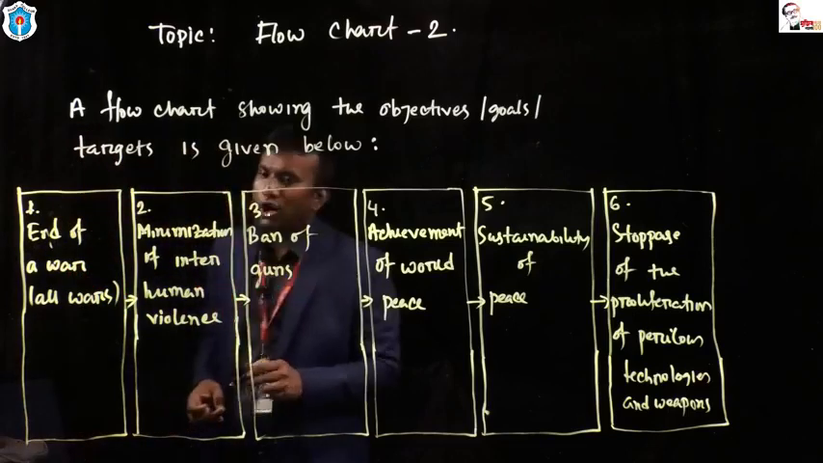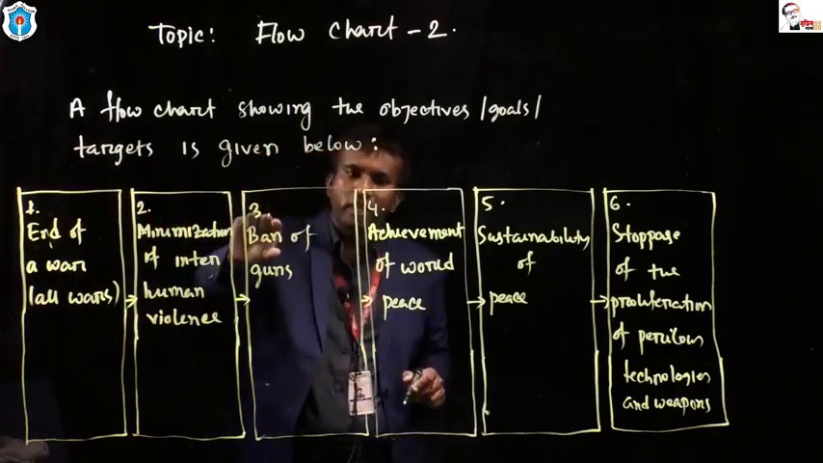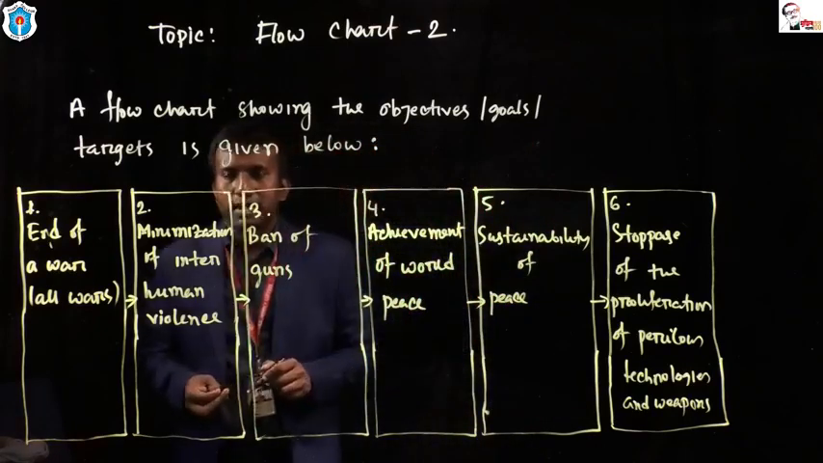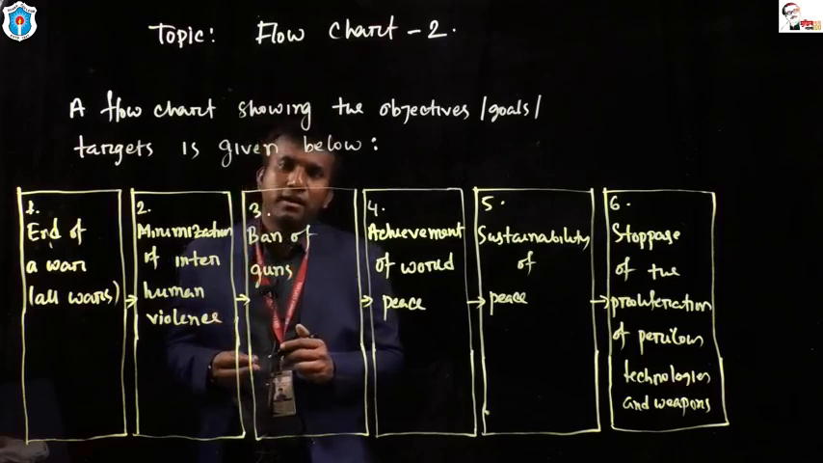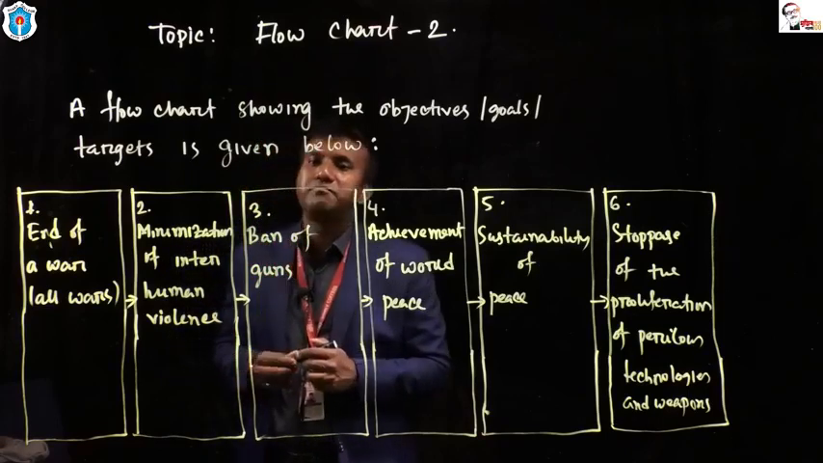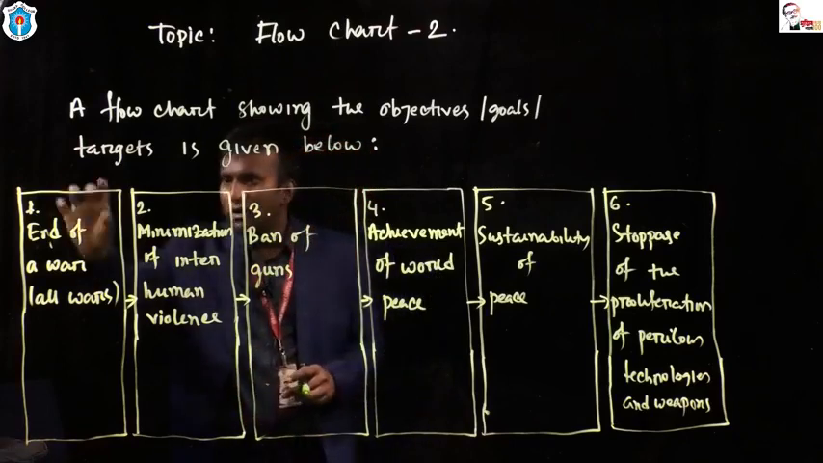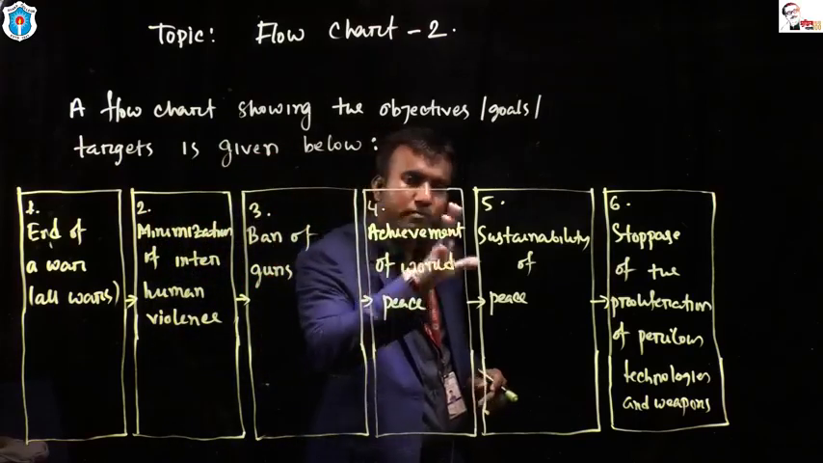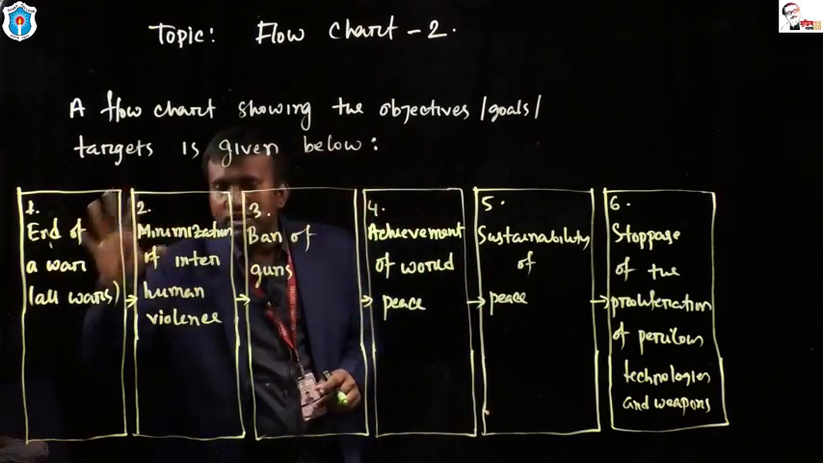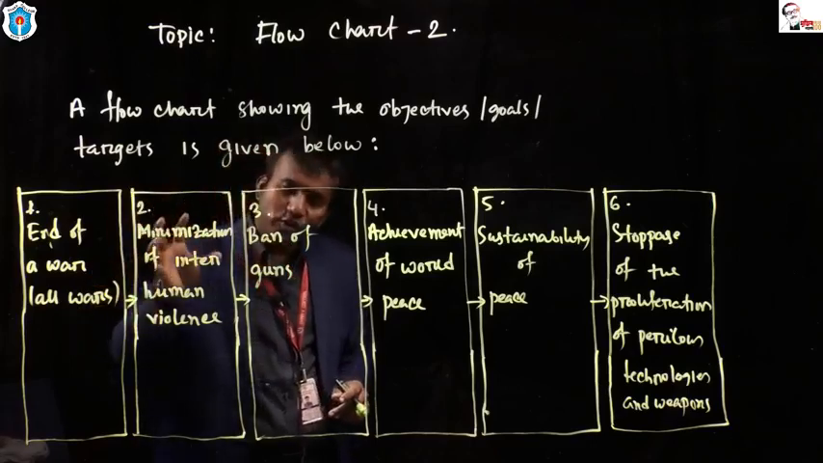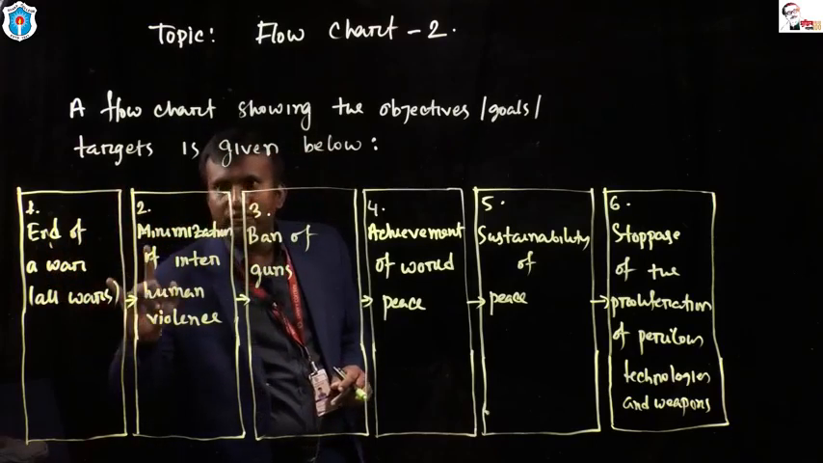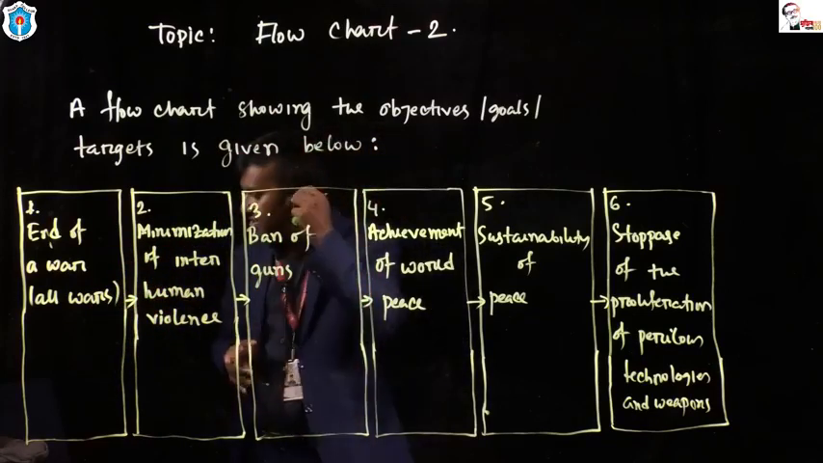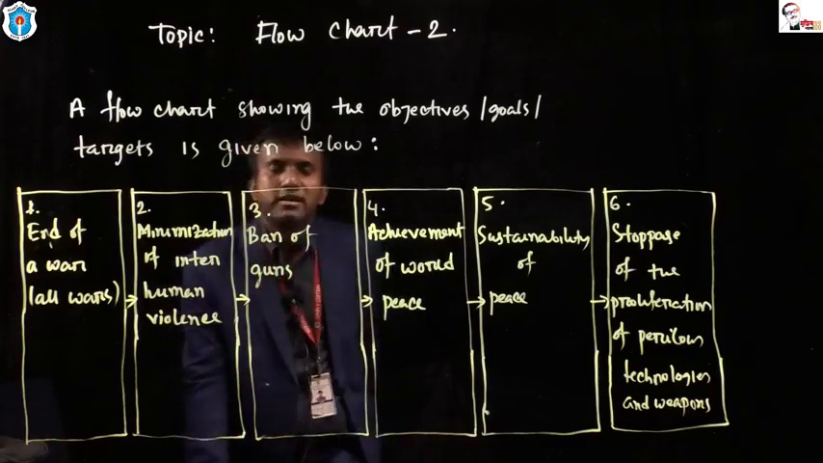End of a war or all wars. Minimization, it's a noun. Then noun phrase. You have to select the phrase, and this phrase must be relevant to the subject matter of the flowchart. So my dear students, try to draw these boxes with pencils and try to write the answer with pen, and try not to use any kind of sentences. Try to use phrases and don't give any full stop, because a phrase is not a complete sentence.